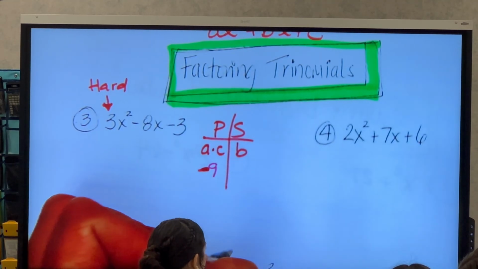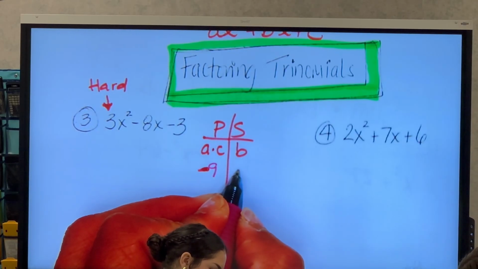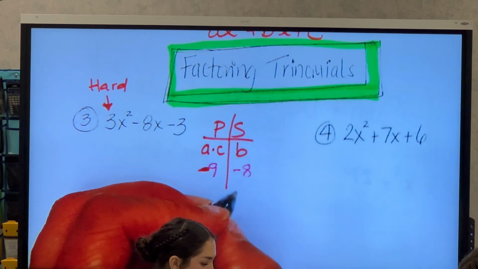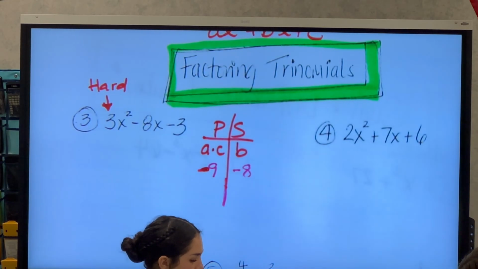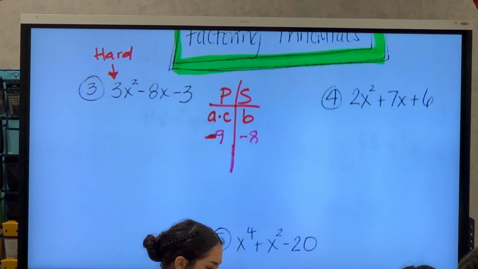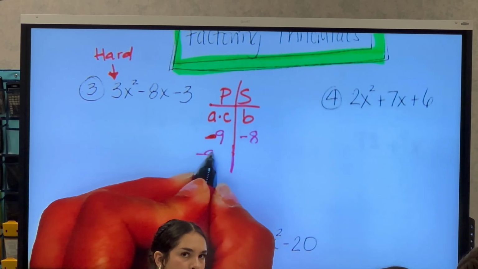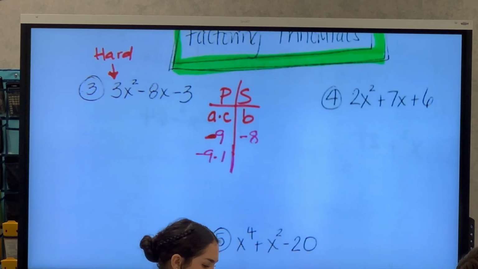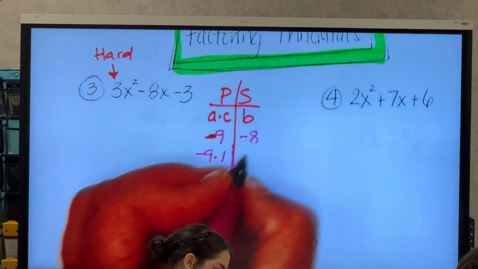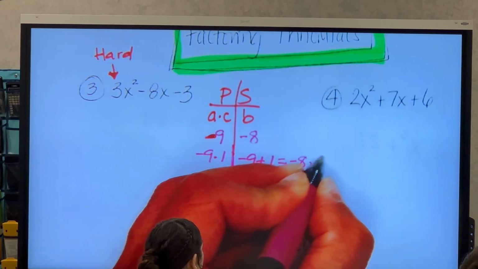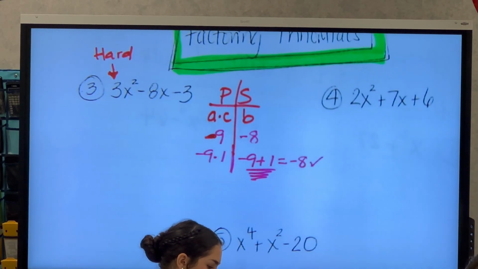-9. And what's the sum? -8. So I need 2 numbers that multiply to -9, but also add up to -8. -9 times 1 equals -9. -9 plus 1 equals -8. These are the droids I'm looking for.